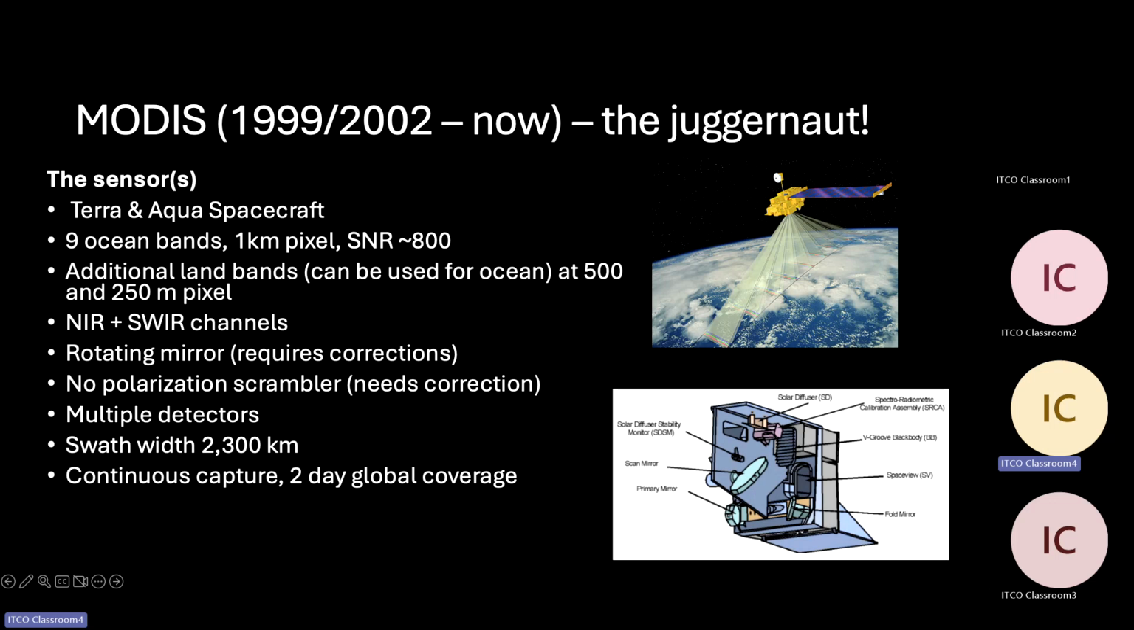We had these land pixels at 250 meters, and you could do some ocean color science, so coastal work with those. And you had near infrared and SWIR channels. With the SWIR channels, you could do atmospheric correction in more optically complex waters. And it didn't have a rotating telescope design.